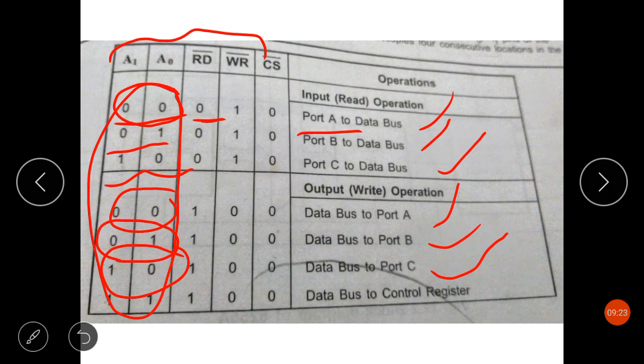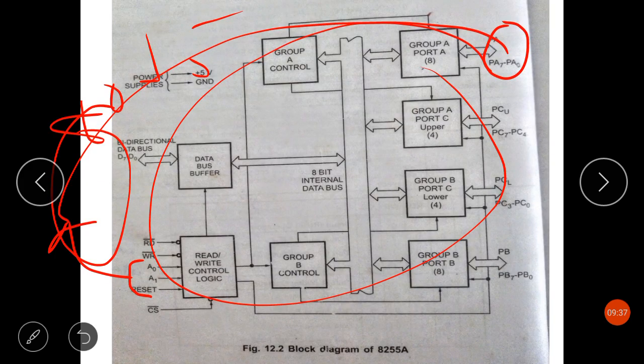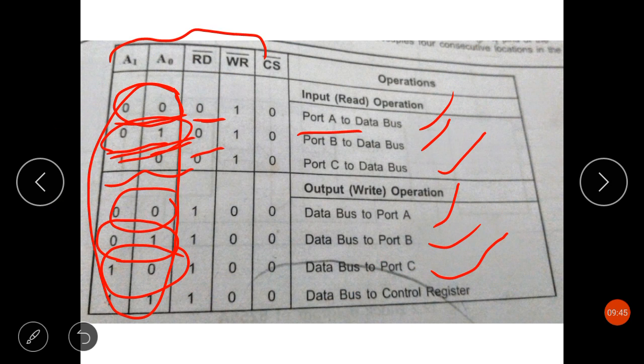Similarly, if RD bar is low and A0 is 1 and A1 is 0, then the microprocessor is going to read the data from port B. So whatever peripheral device is connected here, the microprocessor is going to read that data from port B. It is the same for port C also.